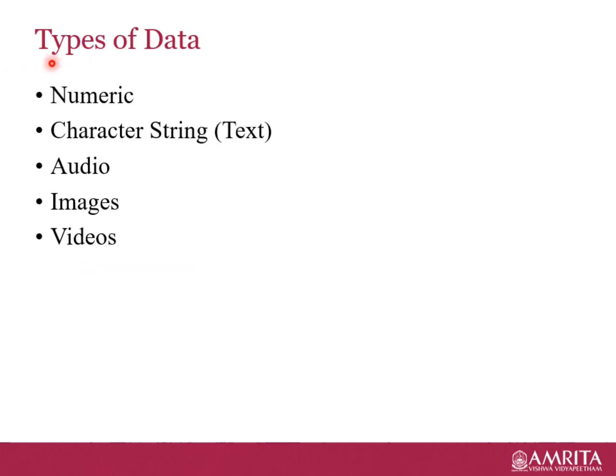Now we can go through the different types of data. These are the most commonly used types of data. We have the numeric data, and we have the character string, generally called text data. It consists of letters, symbols, and all the characters that we can generally see on a keyboard. Then we have the audio or sound data. Another important type of data is the image data and then video data. And for each type of data, we require specific data representation techniques also.